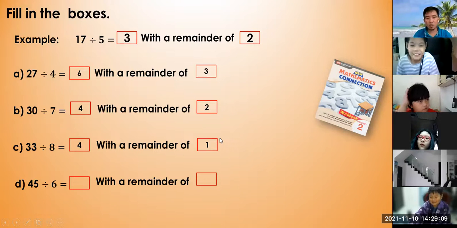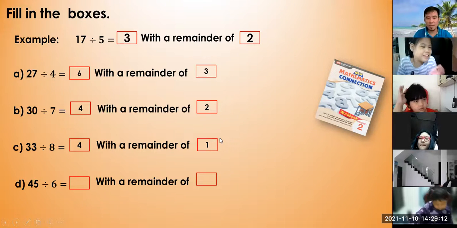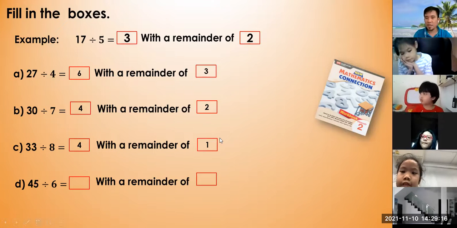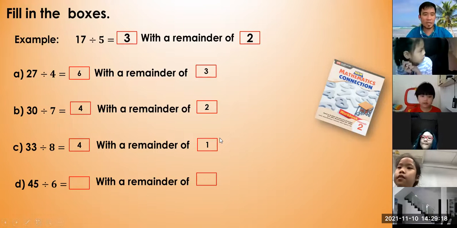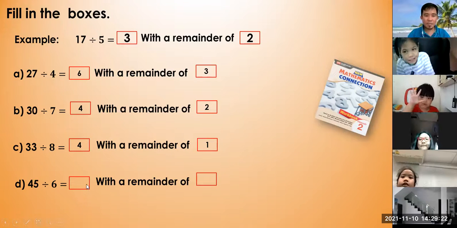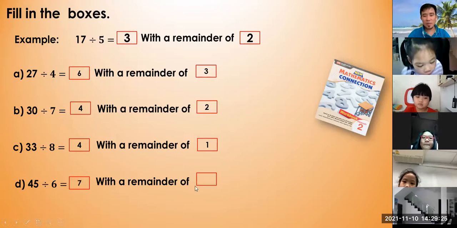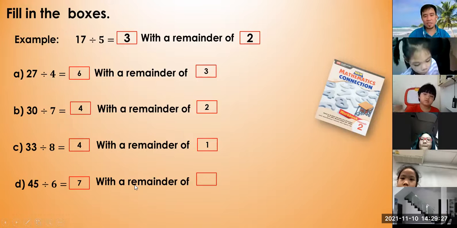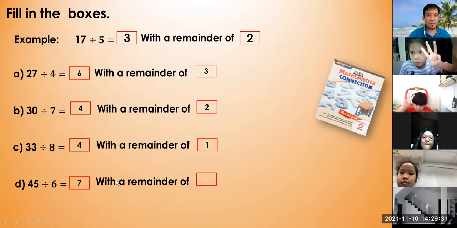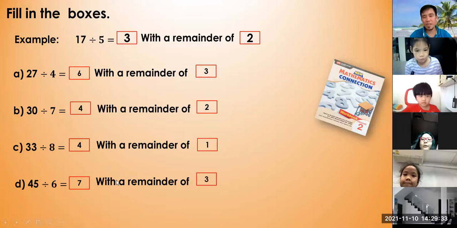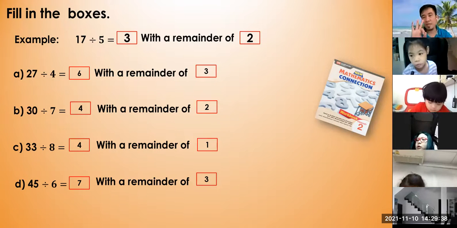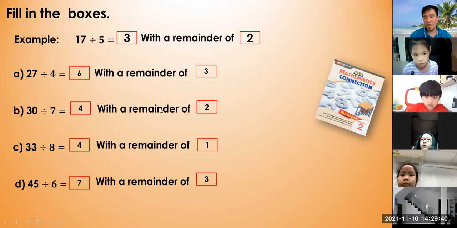Now I want Baikau to answer letter D. Baikau, will you please unmute your microphone and tell us your answer in letter D? 7. And what's the remainder? Because 6 times 7 is 42. So what are we going to add here? 3. Very good. 3, because 6 times 7 is 42. 42 plus 3 is equal to 45.